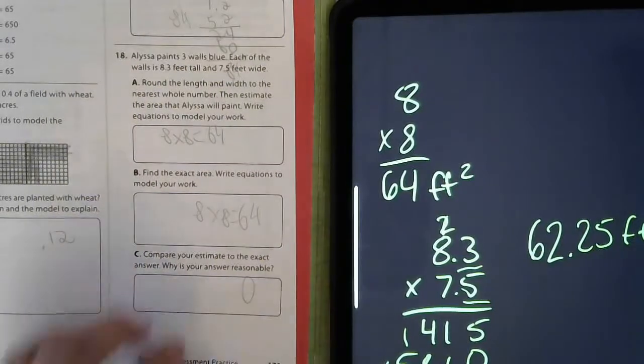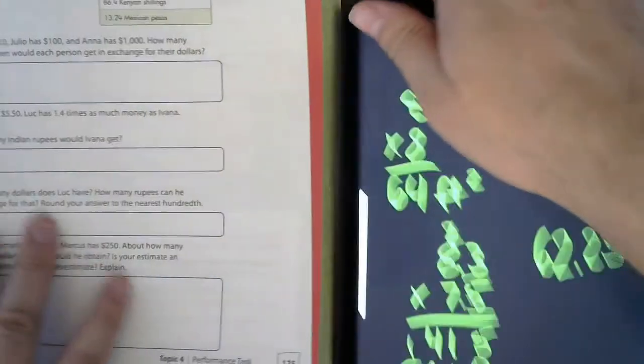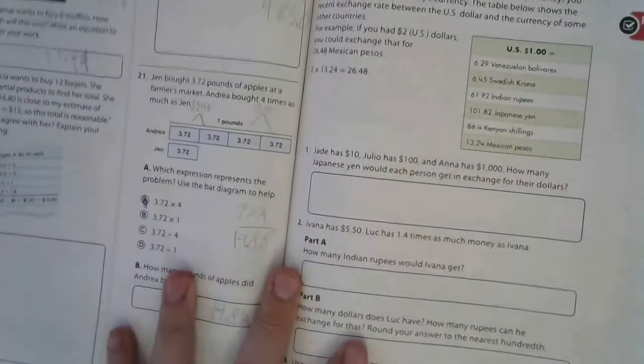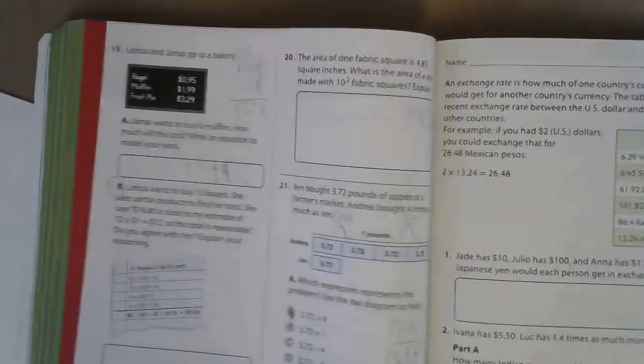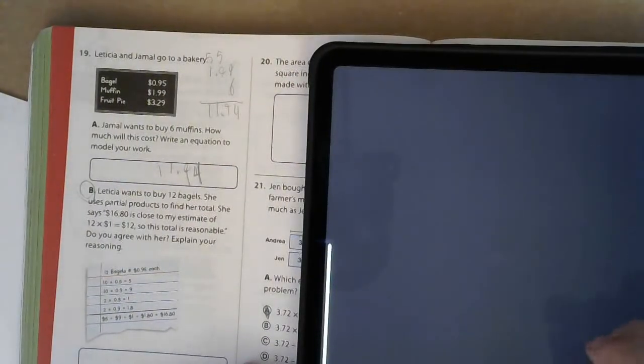Whew, man, that was a long practice assessment, but it was totally worth it. Oh no, there's more. Oh my goodness. I kind of fooled myself there because I was thinking we were on the last one, but we weren't. That was just the second to last page.